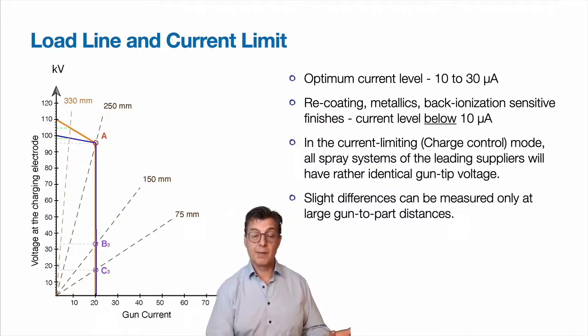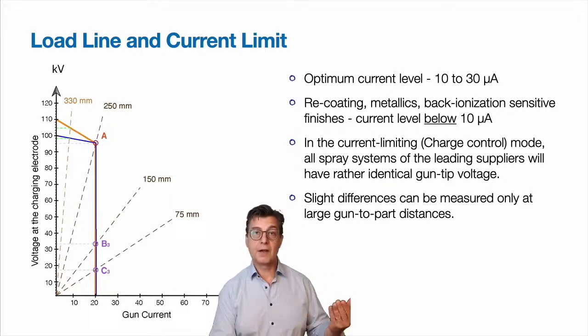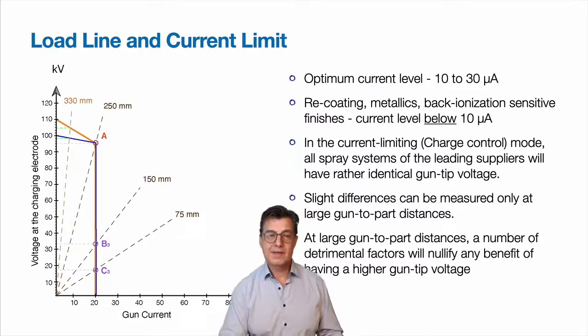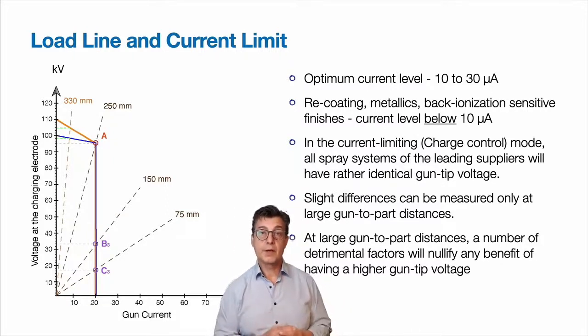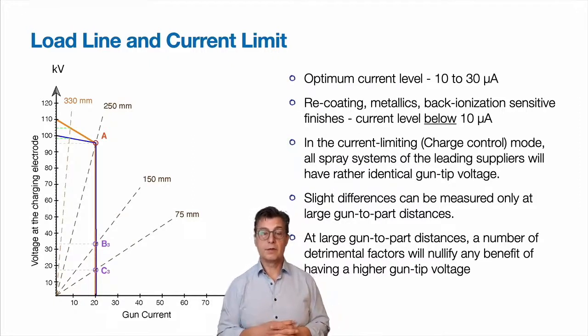Slight differences can be measured only at large gun-to-part distances in excess of 300 millimeters. Does it mean that at this large gun-to-part distance, one system will be more efficient than the other? Not necessarily. At a larger gun-to-part distance, a number of other detrimental factors will nullify any benefit of having a slightly higher gun tip voltage.